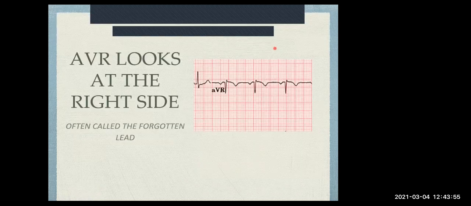All right. So like I say, AVR looks at the right side of the heart. It's often called the forgotten lead, and the truth is that it has a few uses. Some of them we've actually covered in some of our lectures, but it would be nice for you, if you have time, to go have a look and read up about AVR. It's actually quite interesting and it can help you quite a bit as well.